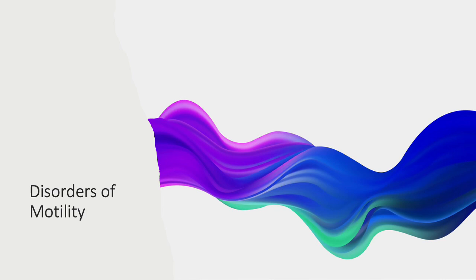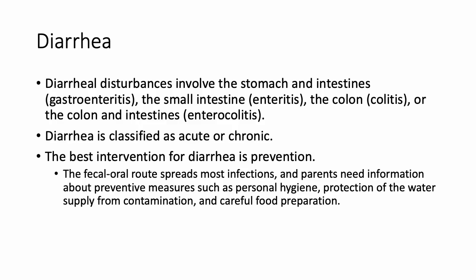Now let's quickly talk about disorders of motility. The most common disorder of motility is diarrhea. Diarrhea can occur from enteritis, colitis, or enterocolitis that you can see above. Diarrhea accompanied with vomiting would be gastroenteritis.